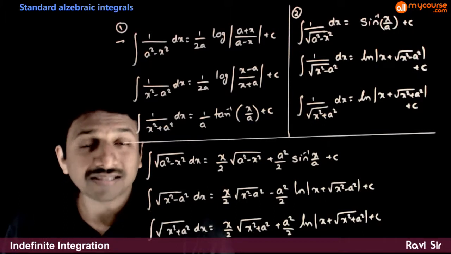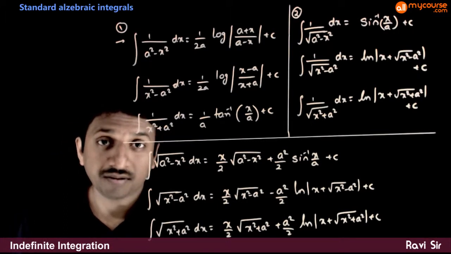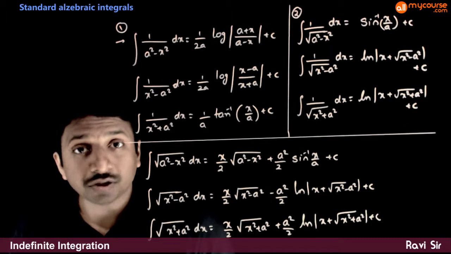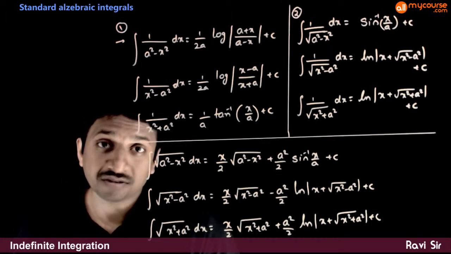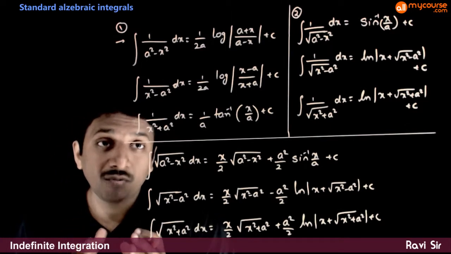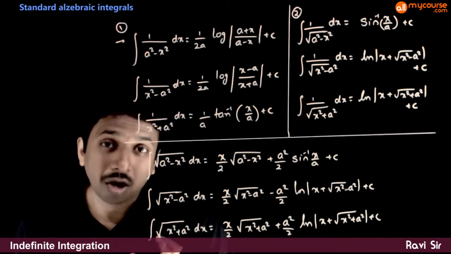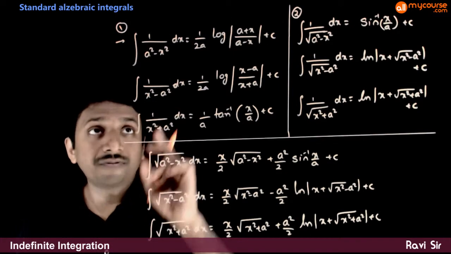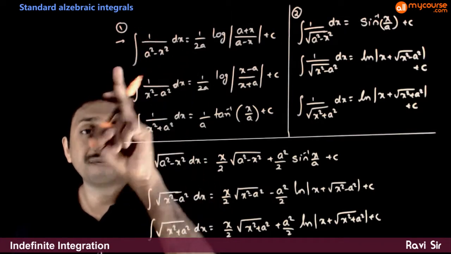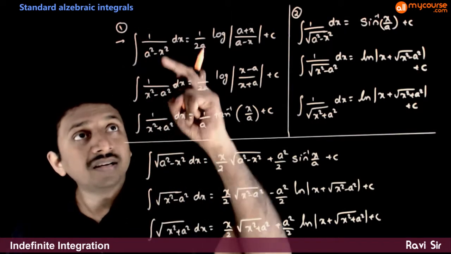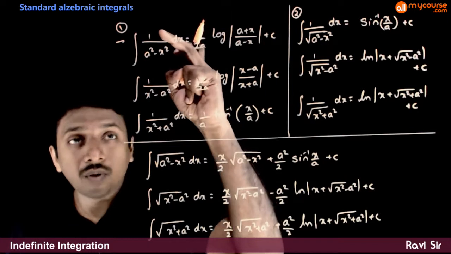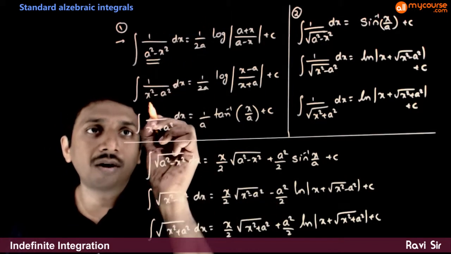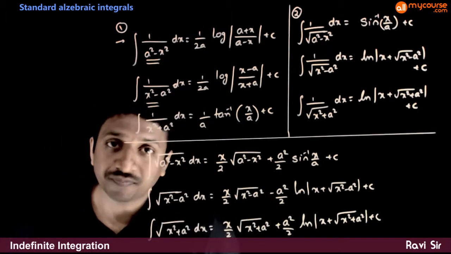So now let us look at some of the standard formulas which will be useful in solving algebraic limits. There are limits involving only polynomials or square roots of polynomials. So first you have the first set involving integration of 1 by some sort of quadratic expression.